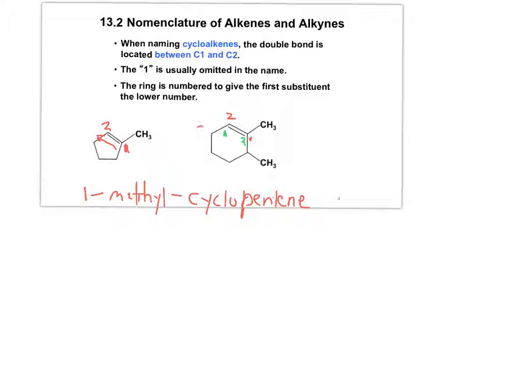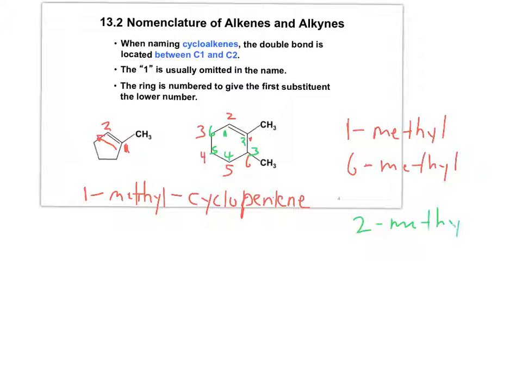So the red scheme, 1, 2, 3, 4, 5, 6. The green scheme, 1, 2, 3, 4, 5, 6. Those are the numbering options. So the double bond's got to be 1 and 2. The red one would have 1-methyl, 6-methyl, the green scheme would be 2-methyl, 3-methyl.